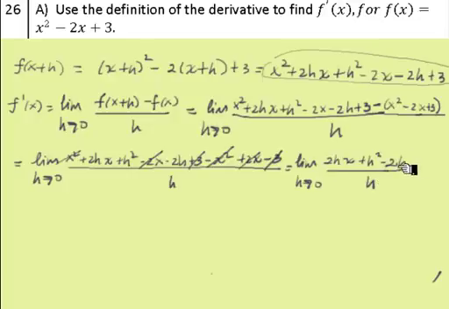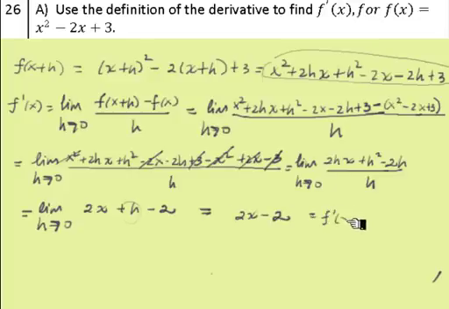Notice everything in the numerator contains a factor h, so we're going to divide top and bottom by h. So we have, starting with 2x plus h minus 2. Now we got rid of h from the denominator, we're ready to take the limit. This goes to 0, and we're left with 2x minus 2. So that's f prime of x, the derivative.